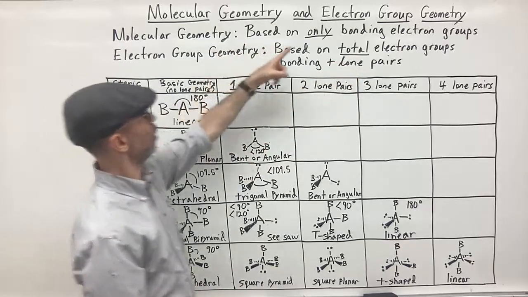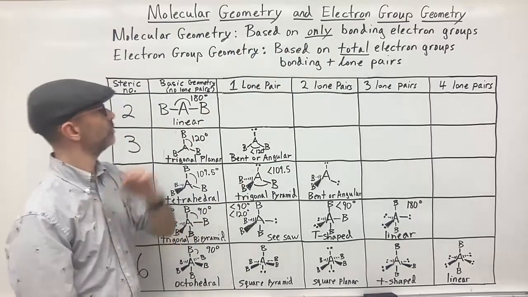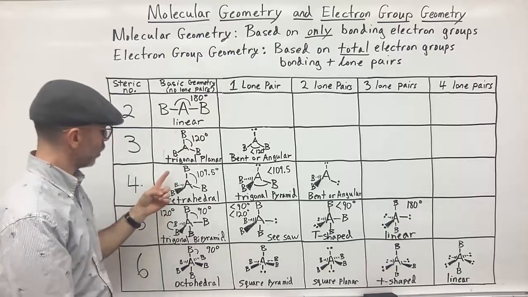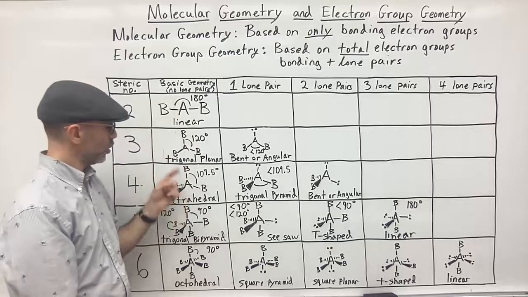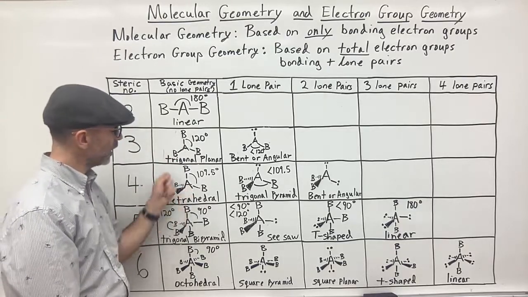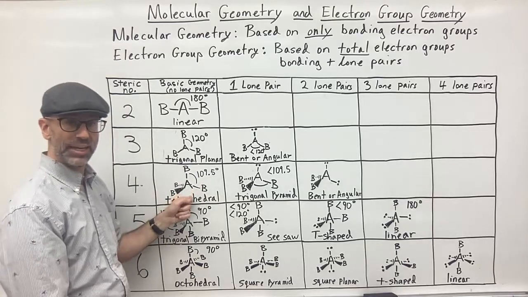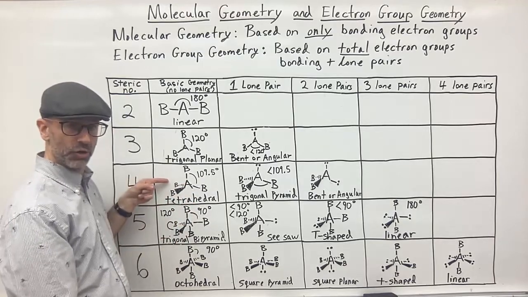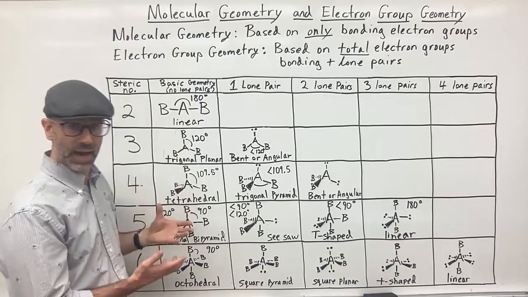But if we're looking at only the bonding groups, the bonded atoms, then that's going to be your molecular geometry. So here we have 4 bonded atoms, no lone pairs. That means that the molecular geometry is tetrahedral. So the molecular geometry and the electron group geometry are the same for this molecule because we don't have any lone pairs. We just have bonded atoms.